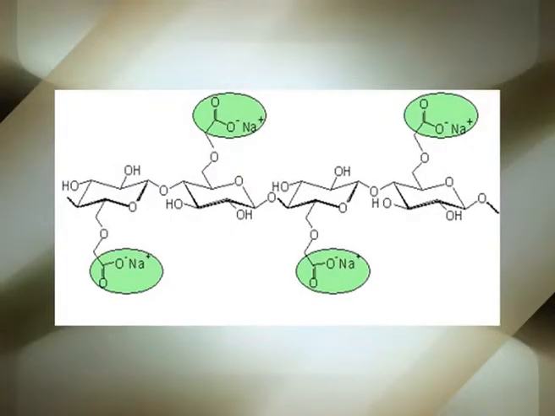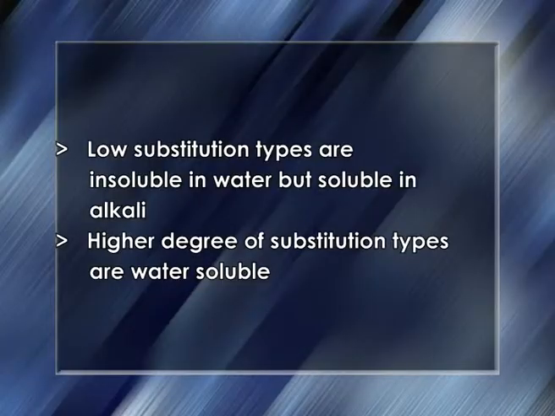Carboxymethyl cellulose is obtained by treating alkaline cellulose with chloroacetic acid. Properties of the product depend on the degree of substitution and of polymerization. Low substitution types are insoluble in water but soluble in alkali, whereas higher degree of substitution types are water soluble. Solubility and viscosity are dependent on pH.